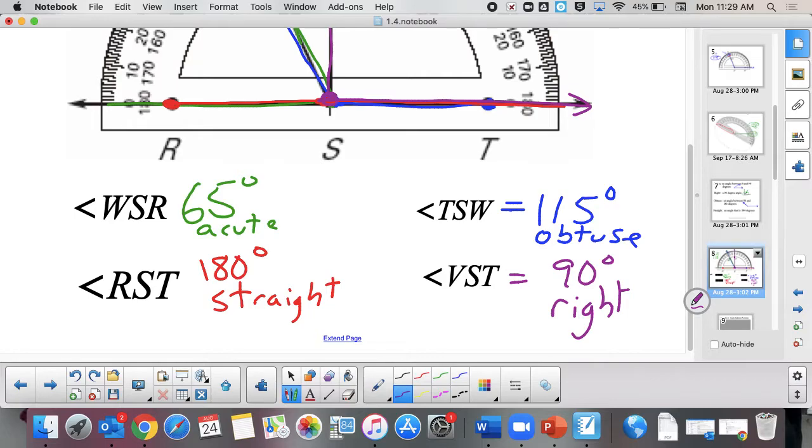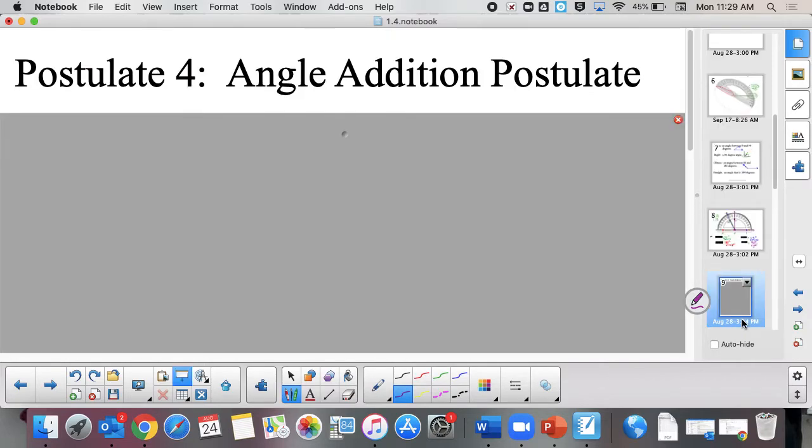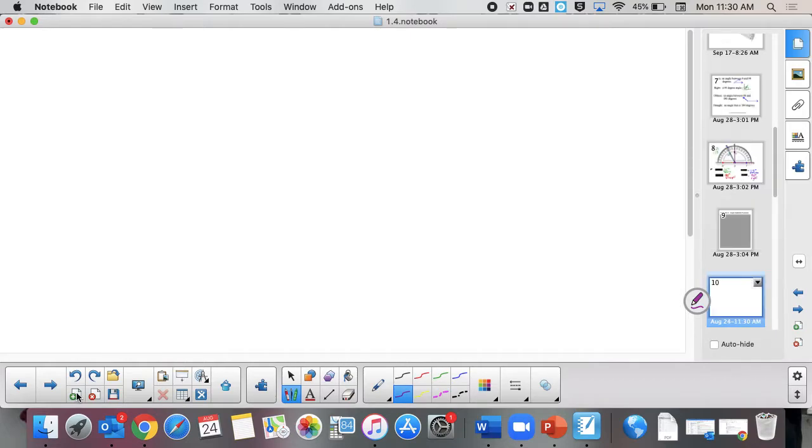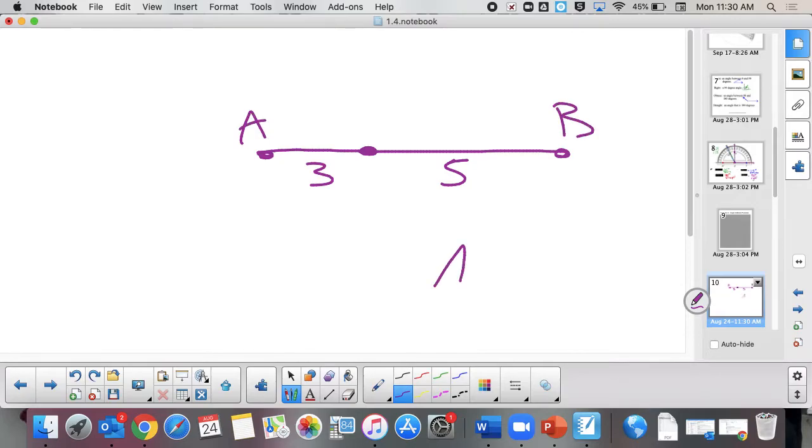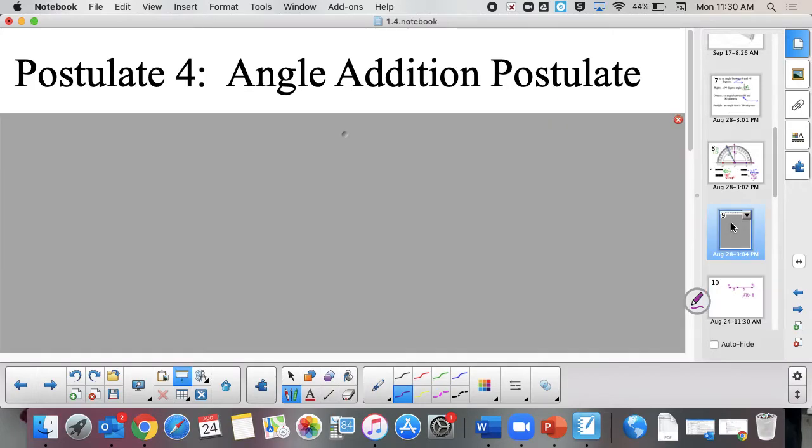Right, taking a look at part 2. Since we're doing both parts at the same time, you do not need to worry about the little warm-up that's there. We go straight to the idea of what they call angle addition. We did the idea of segment addition earlier this year, where we said if you take these two segments and add them together, if this is 3 and this is 5, then this whole segment AB would be 8. Angle addition works the exact same way.